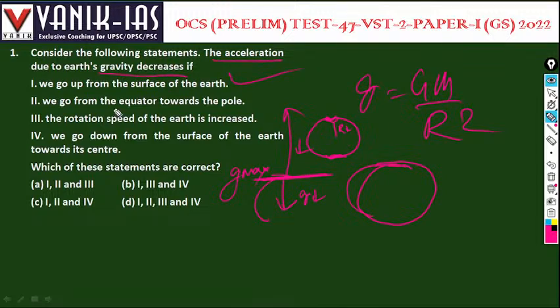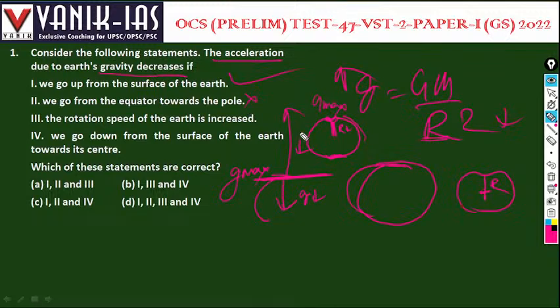Yes. If I go from the equator towards the pole, then g decreases? Sorry, at the pole it is maximum. At the pole R is minimum and g is maximum. Why? Because at the pole the surface is depressed, so the radius is small. If r is small, then g will be maximum. So it does not decrease, it increases. So the second statement is wrong.